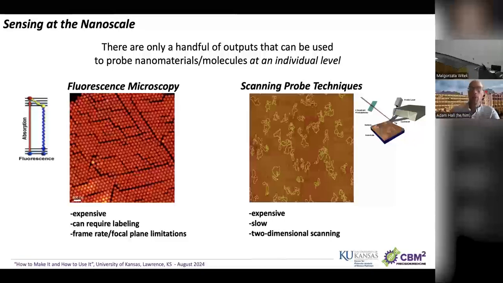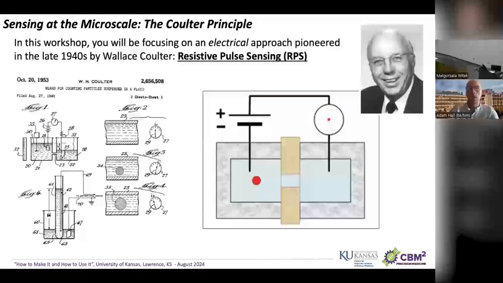And so for that reason, we're going to be talking about a third type of sensing approach, which is called resistive pulse sensing. This is based on something called the Coulter principle, which some of you may have heard of or may not have. But this was essentially founded by a guy named Wallace Coulter back in the late 40s, and you can see him up in the corner there.